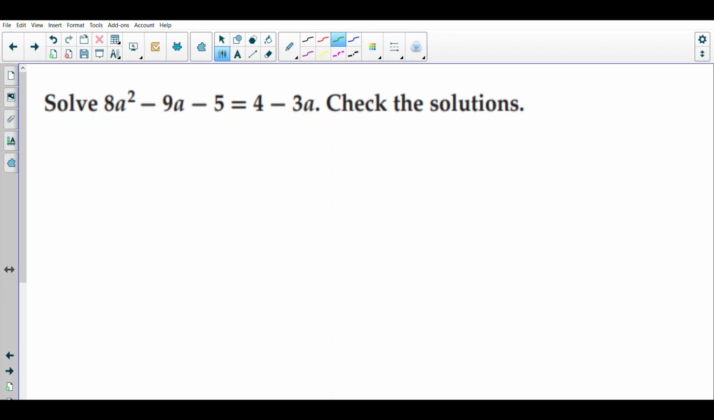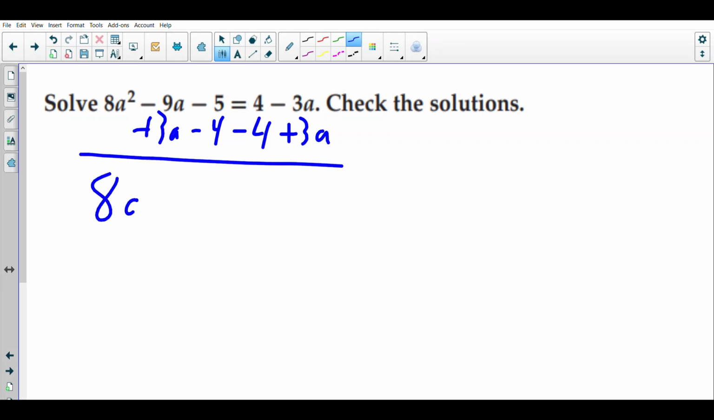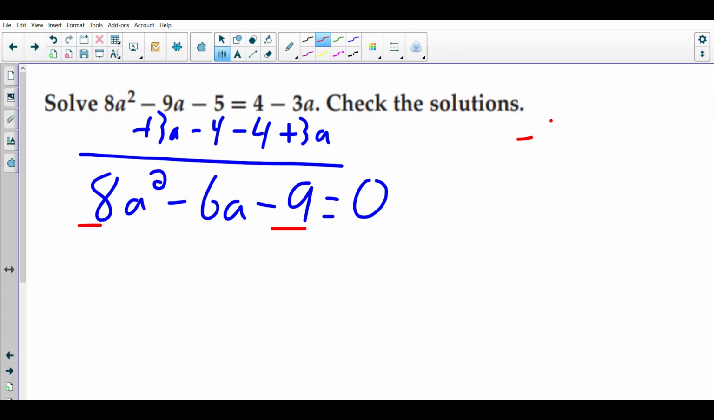So first, to solve these, we need to get it equal to 0. So I'm going to subtract 4, and then I'm going to also add 3a at the same time. So we end up with 8a squared minus 6a minus 9 equals 0. So we're going to multiply again, just like normal. 8 times negative 9, we get negative 72.